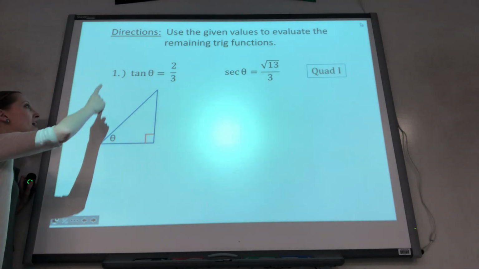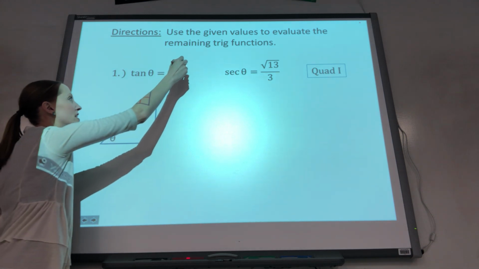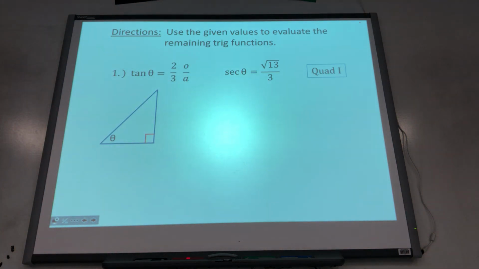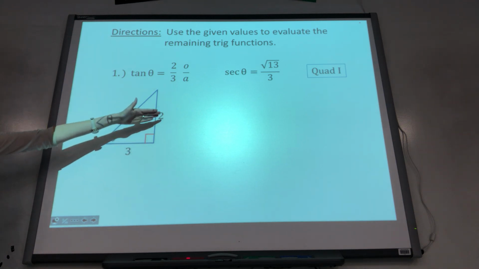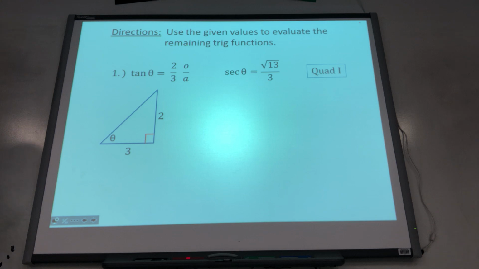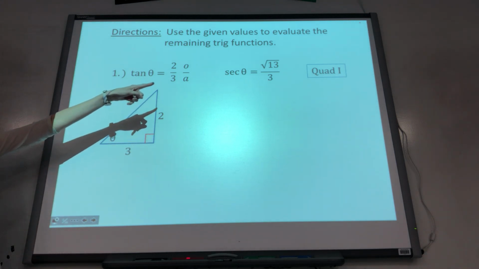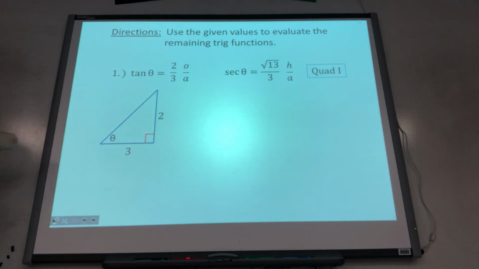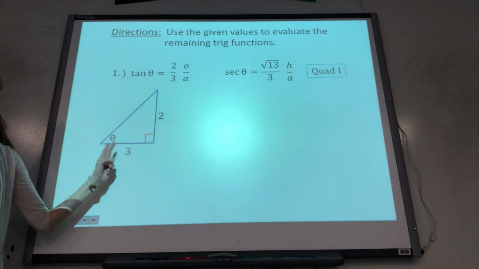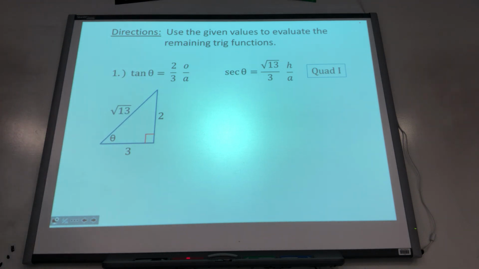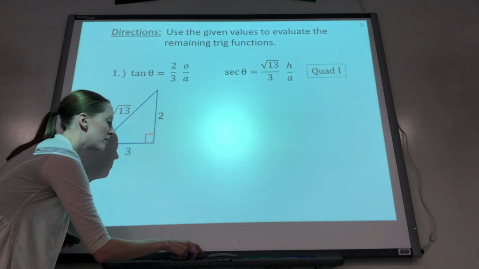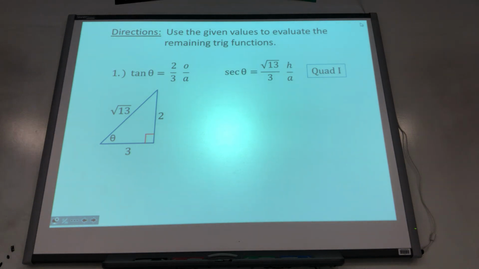Okay, so labeling this, I know tangent is opposite over adjacent, so that would be 2 over 3. I've got opposite of 2, adjacent of 3. And secant is hypotenuse over adjacent. We already know the adjacent side is 3, so that's pretty much just telling me what the hypotenuse is. You could have even done the Pythagorean theorem to get the hypotenuse, but that's just going to be radical 13.